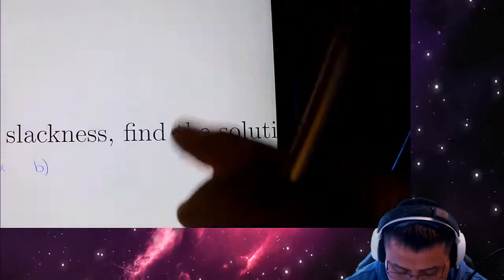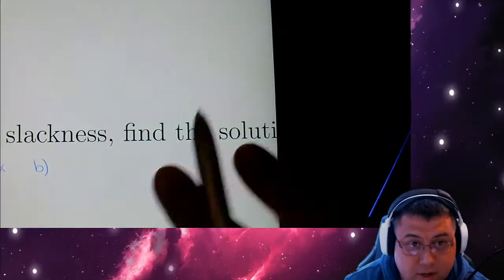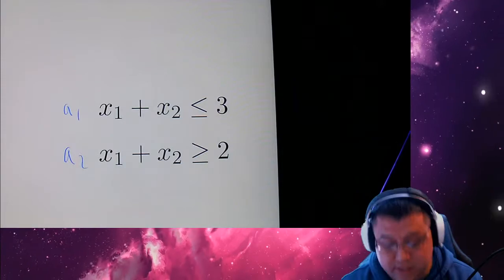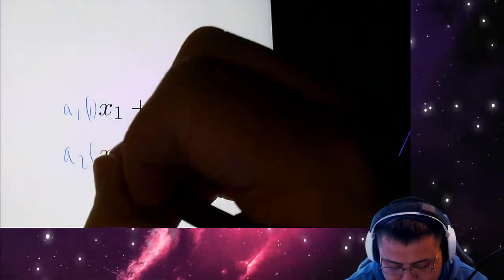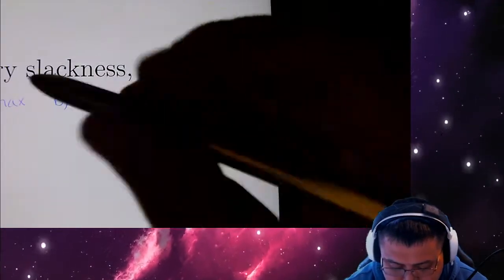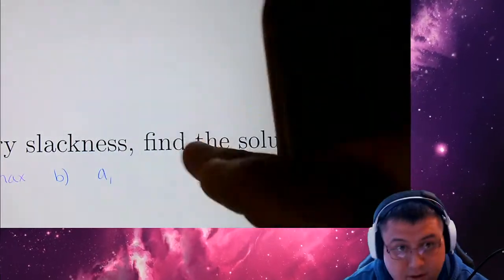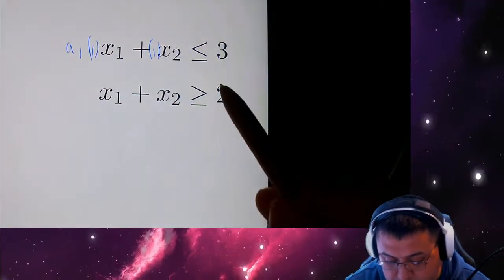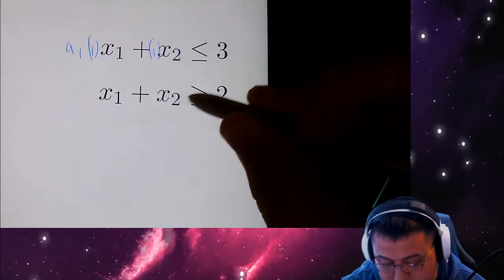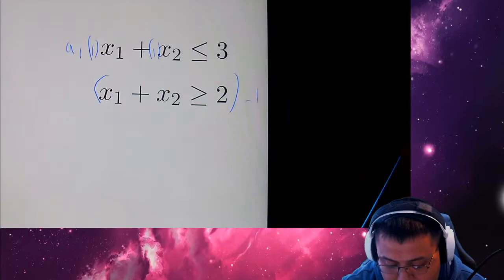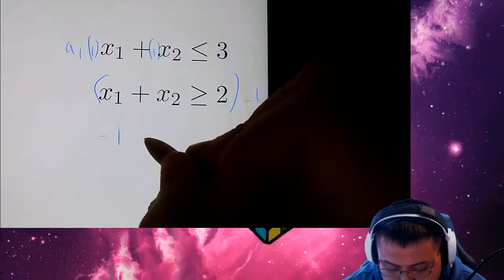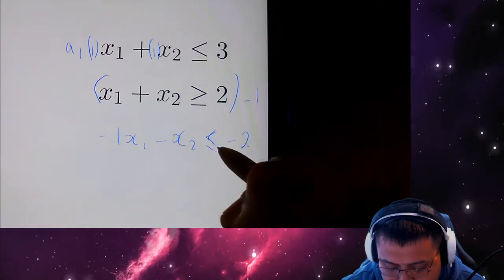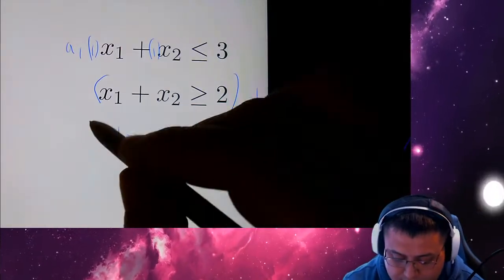Okay, so we got x1. We're going to multiply this by this, and we're not actually going to multiply a1 by x1. What we're doing is taking the coefficient. So the coefficient is going to be 1, 1, 1, 1, and whatever. Before I do that, we do need the inequalities to be the same. So to make it the same, we have to multiply this by -1. So this is actually going to be -x1 minus x2 is less than or equal to -2. That's pretty simple. And then we're going to multiply this by a2.